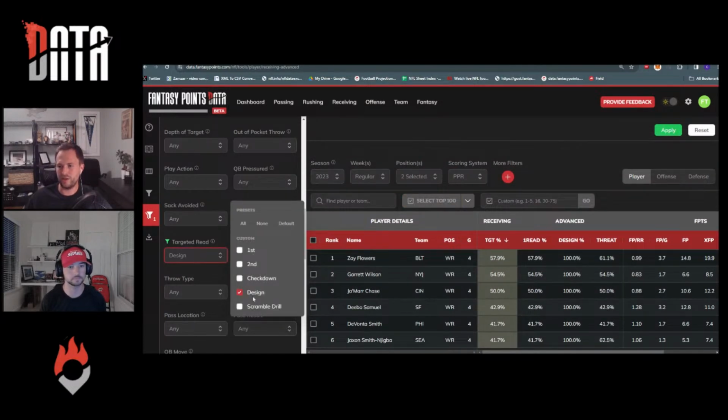Yeah, so you could turn on and off all of these if you wanted to see how often a guy is the second read. I know Ryan touched on that a lot in his article, that second read targets are not nearly as valuable as first read targets, which makes sense. Teams should be prioritizing getting the ball to their best players in good spots.